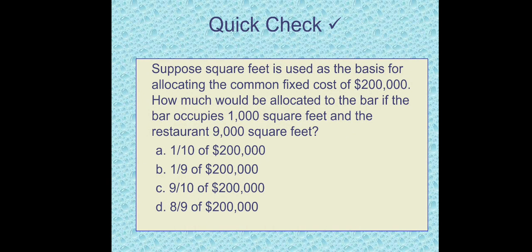Okay, so this scenario shows what happens if the business tries to allocate, or divide, the $200,000 common fixed cost to the bar segment and restaurant segment. You will see what will happen. Suppose square feet is used as the basis for allocating common fixed cost of 200,000. How much will be allocated to the bar if the bar occupies 1,000 square feet and the restaurant 9,000 square feet?